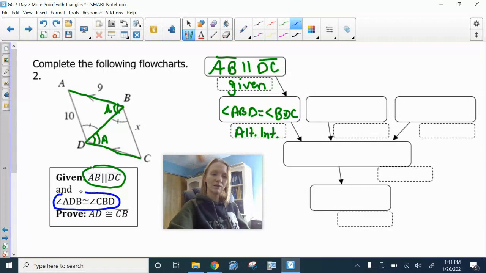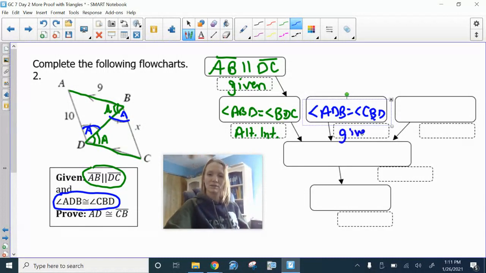We've also been given that angle ADB, which would be this one, is equal to angle CBD, which is this one. And we're just going to add that. ADB is equal to angle CBD. Okay, notice they're very close, but not quite. That was given to us.